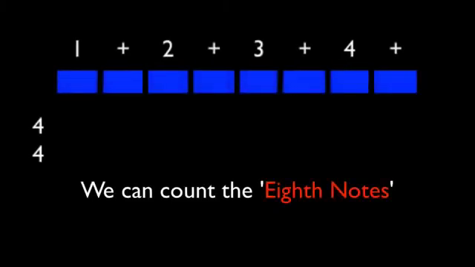By using the numbers, this still gives us a reference point to the main crotchet beats in the bar, the 1, 2, 3, and 4. The and, or the plus, gives us a connection also to the crotchet beats. So 1 and, the and of the 1, 2 and, the and of the 2, etc.